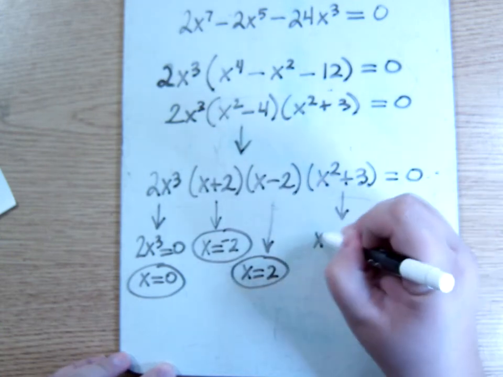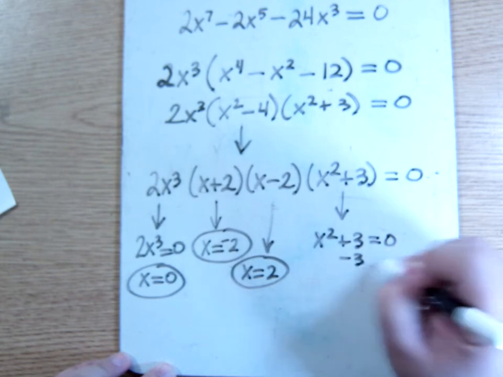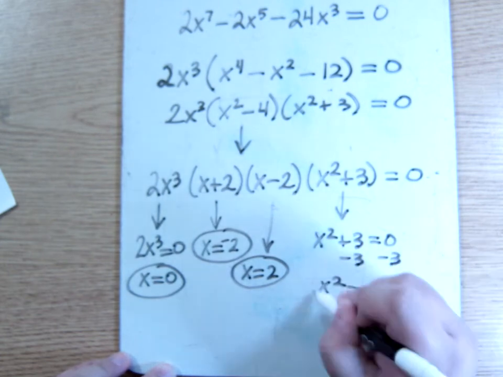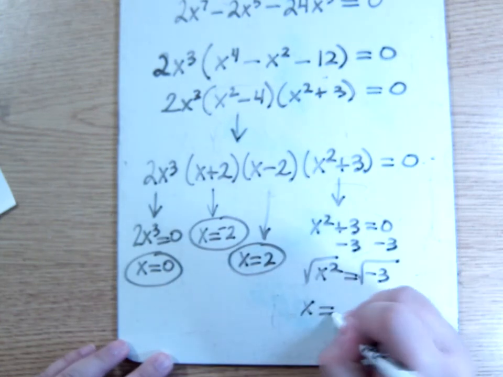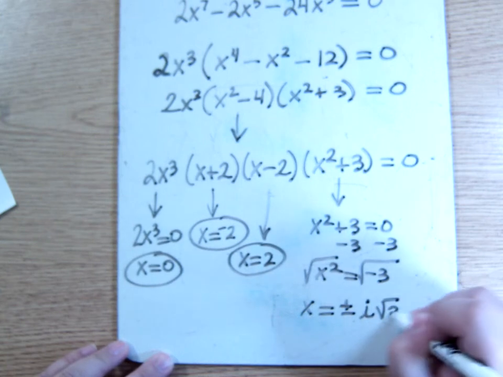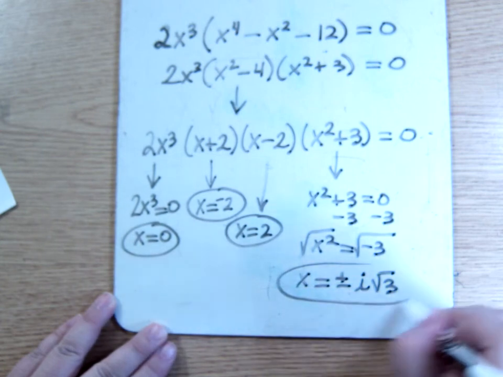This is x squared plus 3 equals 0. I'm going to go through the process of getting this alone and seeing what this is. X squared equals negative 3. That means I take the square root of both sides, and I have x equals plus or minus i times the square root of 3. If you have a negative under the radical, it always comes out as an i.